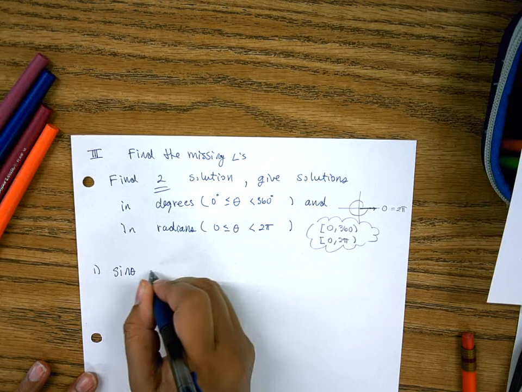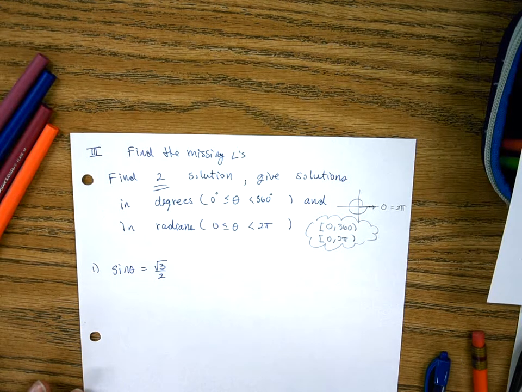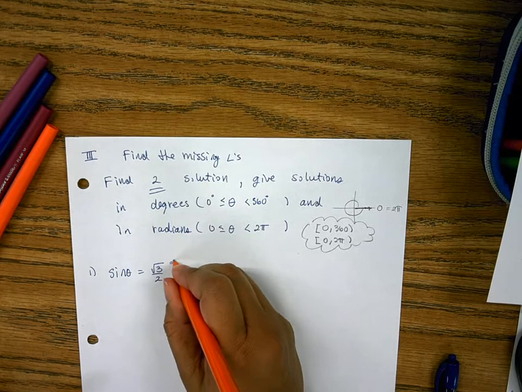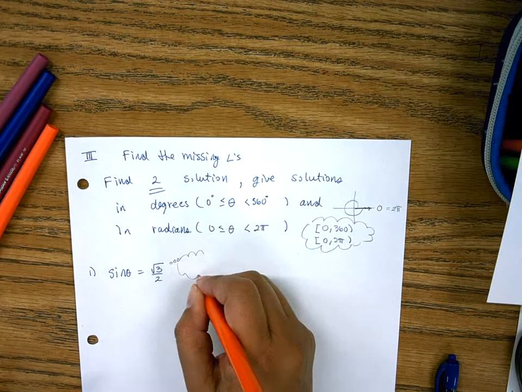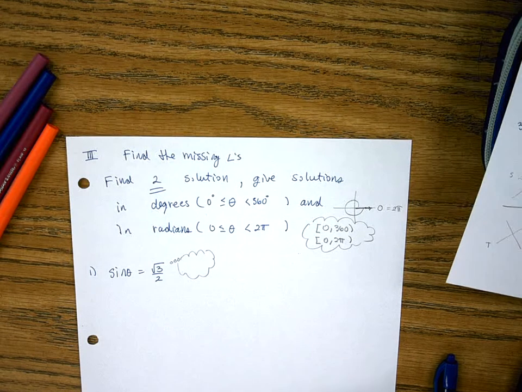Okay, number 1, sine of theta equals root 3 over 2. First thing you want to do is find your reference angle. So that's the first suggestion I have for you. You can use your unit circle, you can use your hand trick. I will show you both.